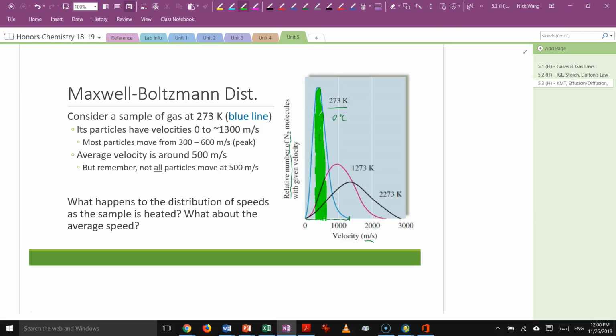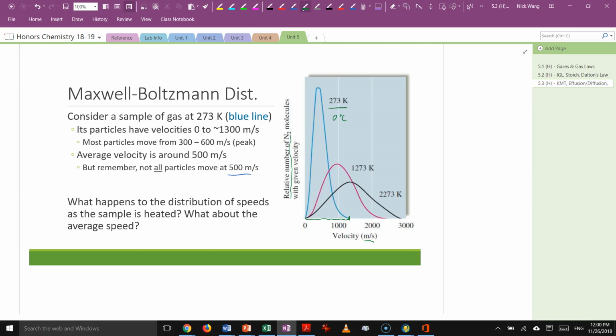The average velocity is about 500 or so, meaning that most of the particles are moving somewhere around that range, but not exactly at 500. So not all particles move at 500 meters per second, just the average, because there are some that move close to 0, some that move close to 1,300. So this idea is that the distribution is showing you how many particles there are at a certain speed. Now, why is that important here? Well, the idea is two things. One, we need to make sure that we know that not all particles move at the same speed. And two, you can observe the changes as you change temperature.